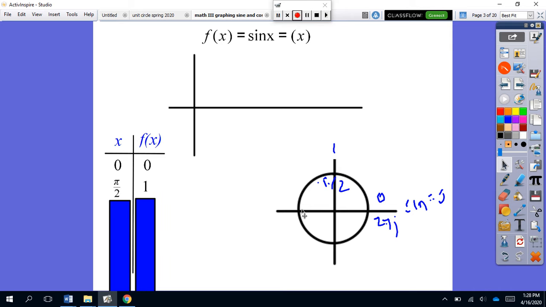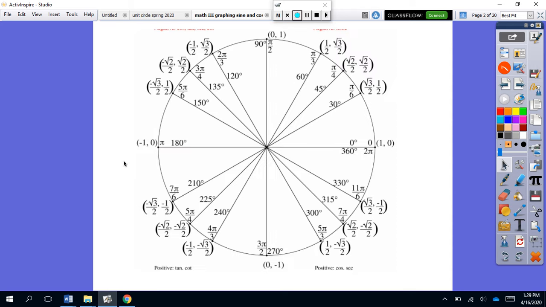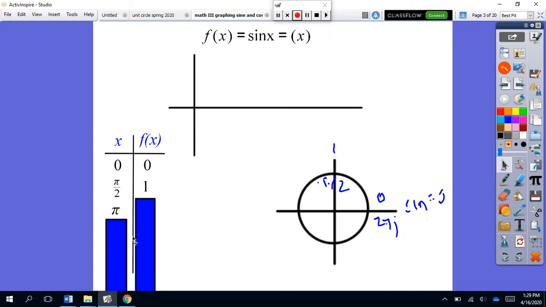What about pi radians? What is the value of sine at pi radians? Well, let's go to that angle. The cosine is -1. The sine is 0. So at pi radians, the sine is 0.